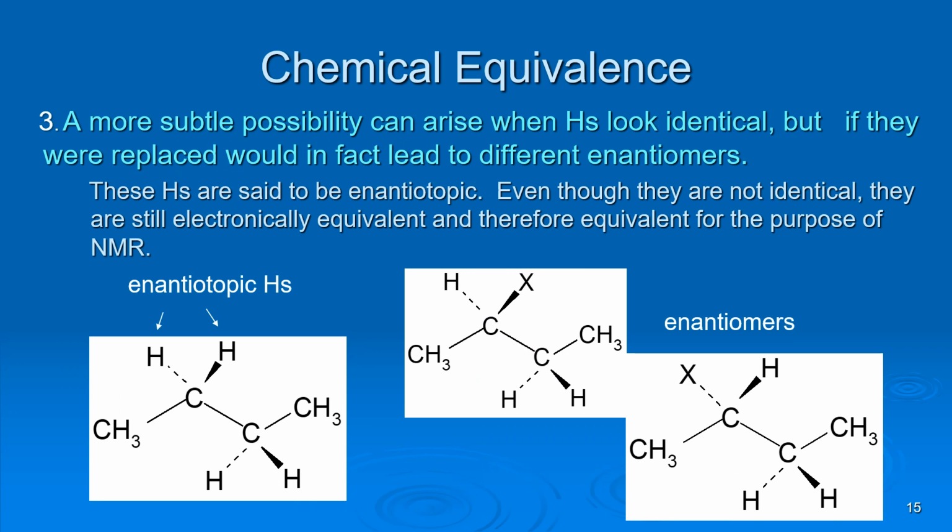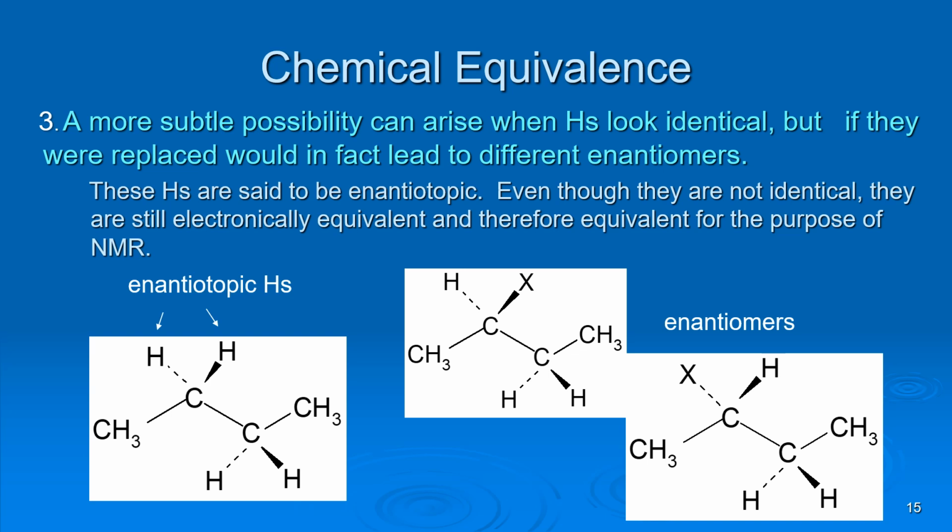I know you don't want to hear this, but when we have chiral molecules, sometimes there's a little bit of confusion there. So what if we have enantiomers? It turns out there are more subtle possibilities. They look like they're identical, but in fact, if they're replaced, they might look like enantiomers. So that's what we're asking here too. Are these hydrogens the same? Notice they're on the same carbon. Are they the same or are they different?